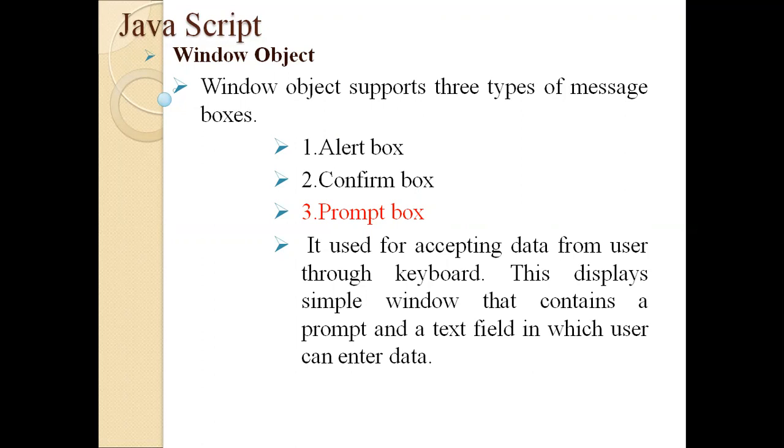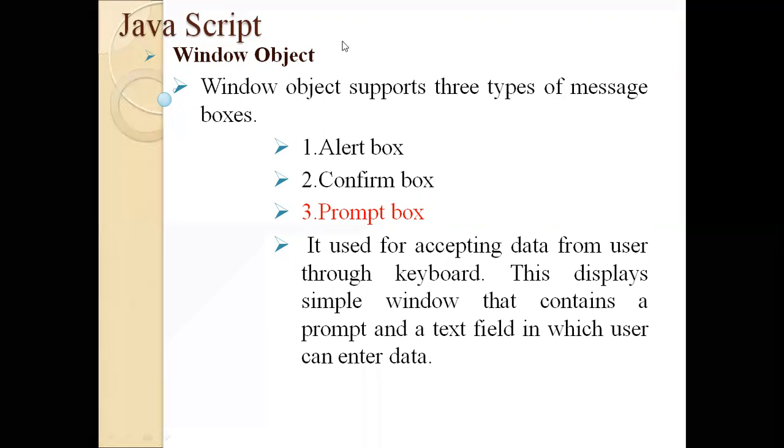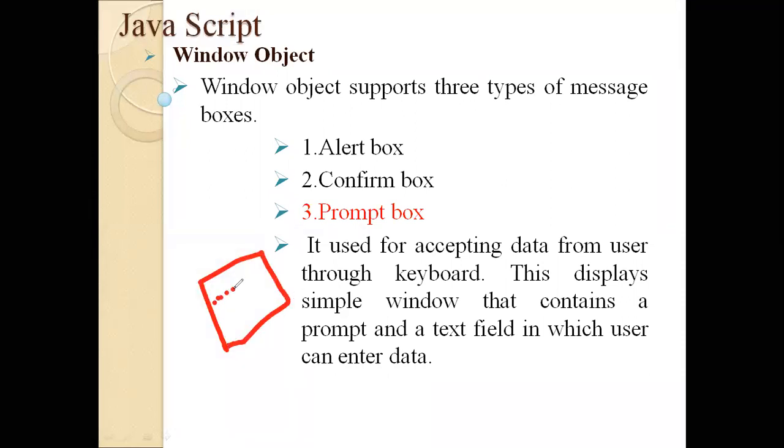So this displays a simple window that contains a prompt and a text field in which the user can enter data. This particular box contains some text here. Along with this text, there will be one prompt where the user can enter some data. The data we have entered here will be carried to the scripting file. So if we want to take some inputs through another window, we can use this prompt box.